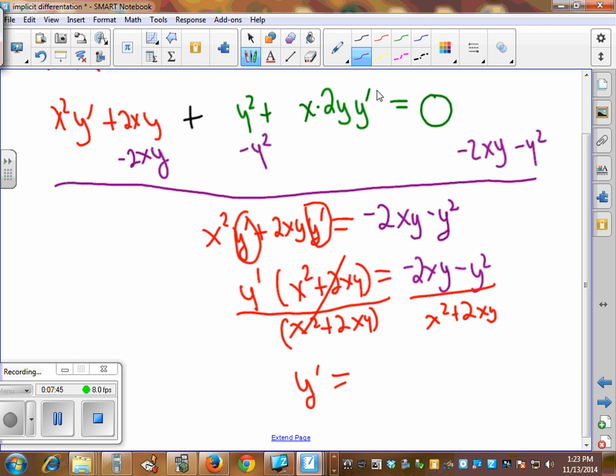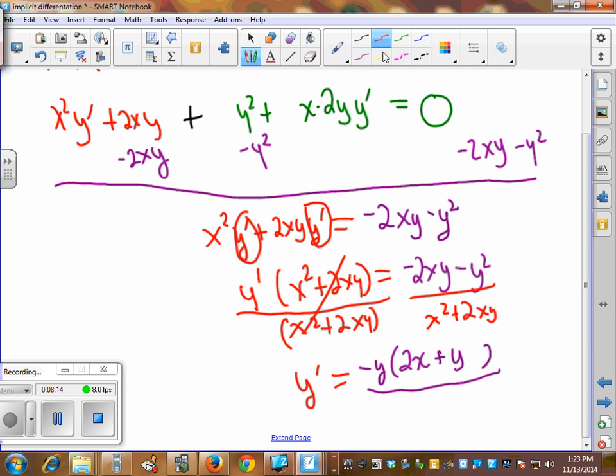I know that I need to factor when I can. These are both negative, so they have a negative in common. They also have a y in common. Negative y times what is negative 2xy? You're correct, it's positive 2x. Negative y times what is negative y squared? That would be a positive y, because negative y times positive y is negative y squared.